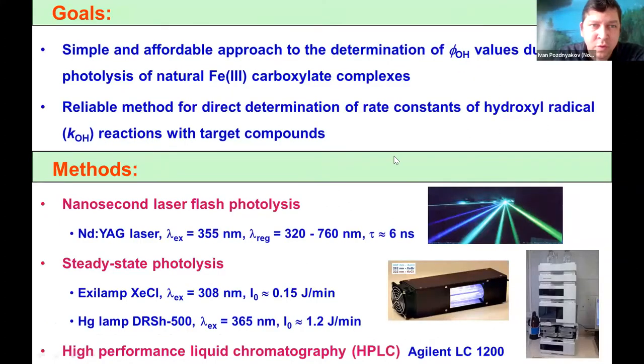So what we want to do is to give a simple, affordable approach to determination of ΦOH values during UV photolysis of natural iron(III) carboxylate complexes, and to give a method for direct determination of the rate constant of hydroxyl radical reaction with target compounds. So we utilize several approaches: time-resolved nanosecond laser flash photolysis, and also steady-state photolysis with different excitation sources, and also HPLC for product identification.